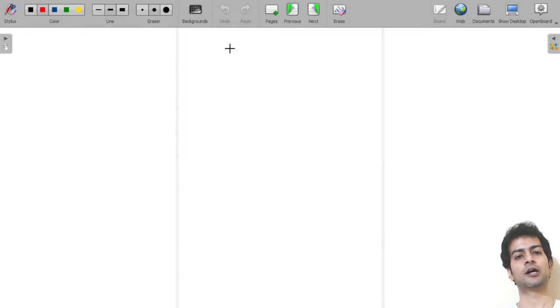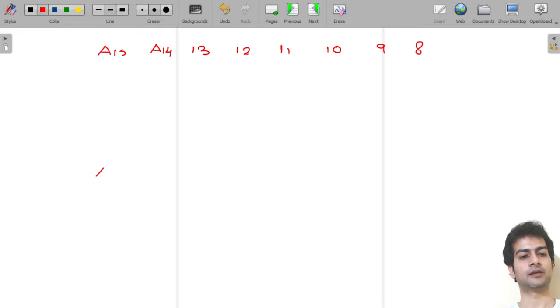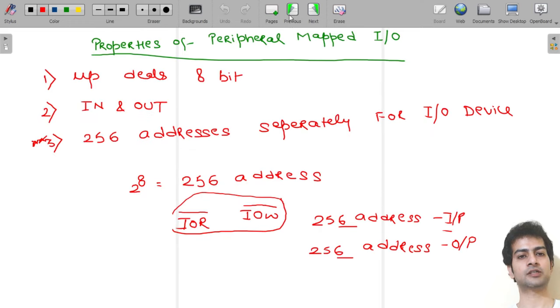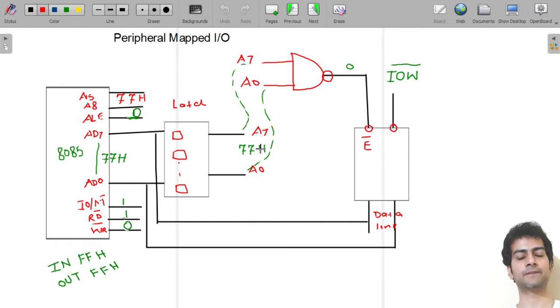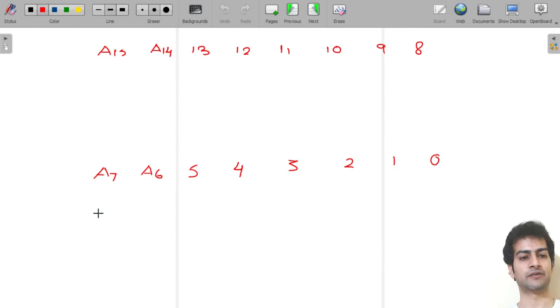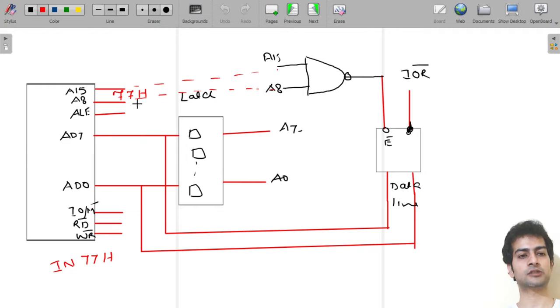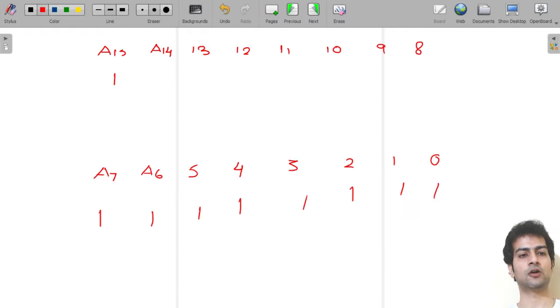So see, by this concept, if I write it as A15 to A8, and here we will have A7 to A0. In the first case, the address at the lower order address line was 77H, so it will be 01110111. Then again I told you that in the microprocessor, while dealing with an input output device, this address 77H also gets copied to the higher order address line. It means here also we are having the same thing.